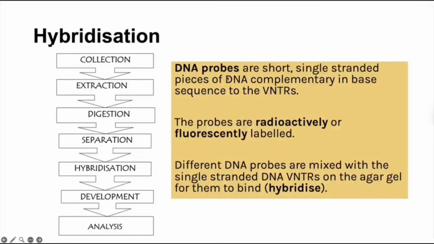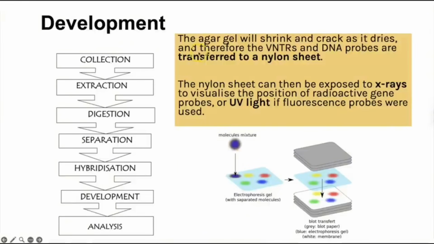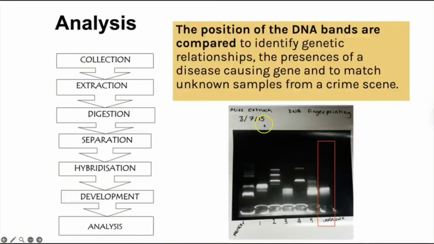So we said the DNA probes are short single-stranded pieces of DNA, complementary in base sequence to the VNTRs. Those probes will be radioactively or fluorescently labelled. Then if they hybridize, we rinse it afterwards. The agar gel, this bit you often don't get assessed on, will eventually dry out and crack. So we usually transfer it to another material that is longer lasting, and that can then be used to visualize your results.